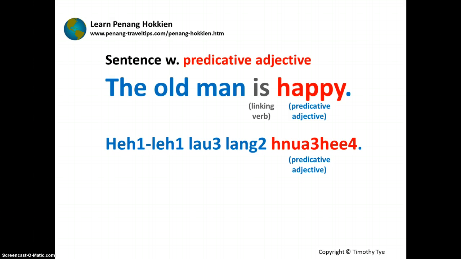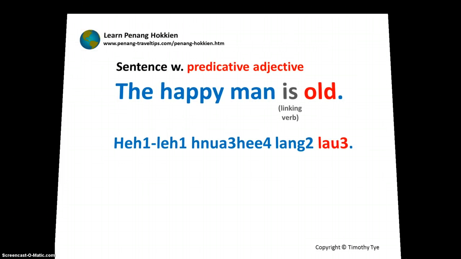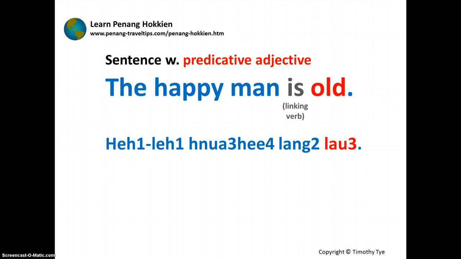And there's one thing that's missing. The linking verb is not translated in Penang Hokkien, because when we use a predicative adjective in this structure, we don't use a linking verb. Let's turn the sentence around. Now we have the happy man is old. In Penang Hokkien, hele hoa hi lang lao. Once again, you don't see the linking verb in the sentence in Penang Hokkien.